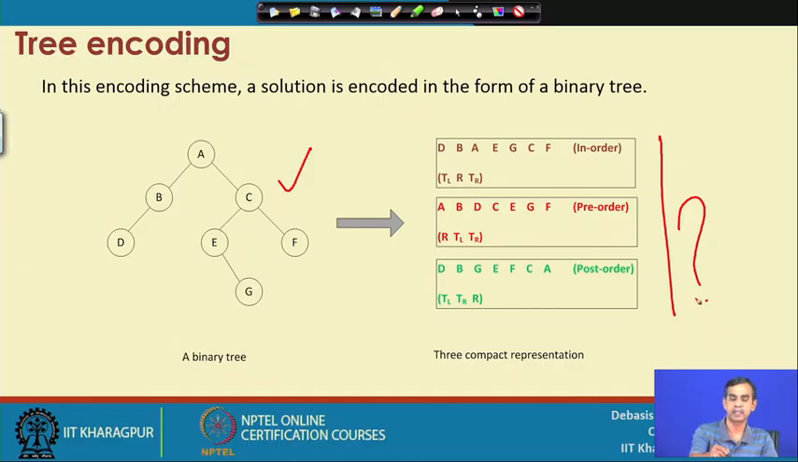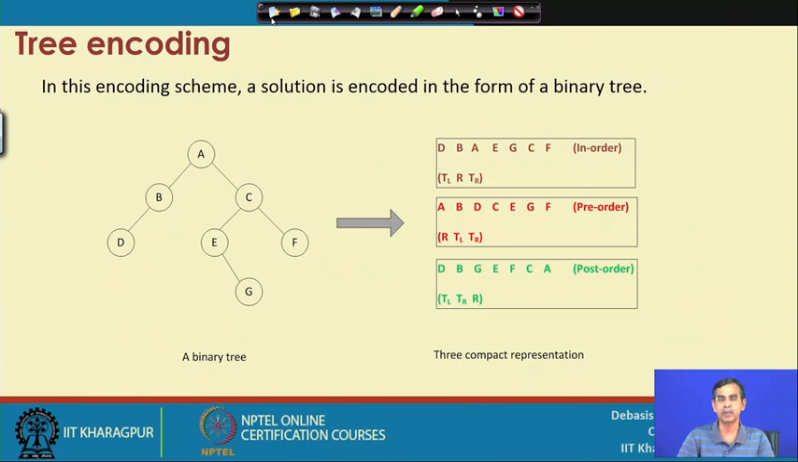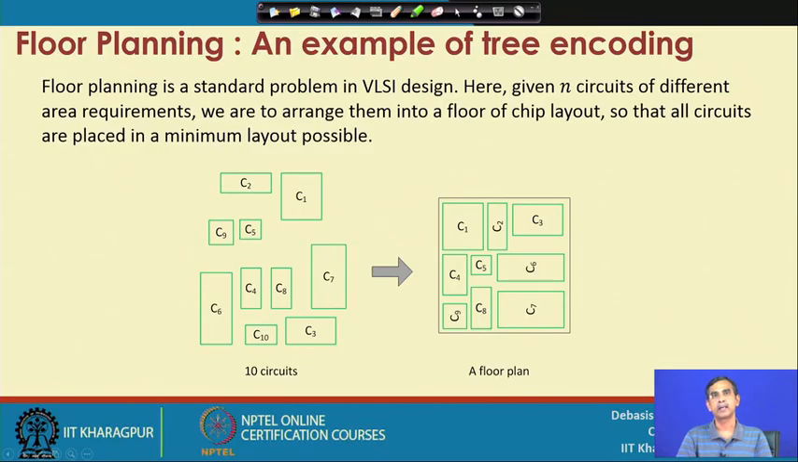So, this way the tree encoding comes into the picture, and it also in some way resembles the order encoding scheme that we have discussed for the genetic algorithm. Now, this is one encoding scheme, the tree encoding scheme, and next I want to give one example of it. This example is basically a problem called the floor planning problem.